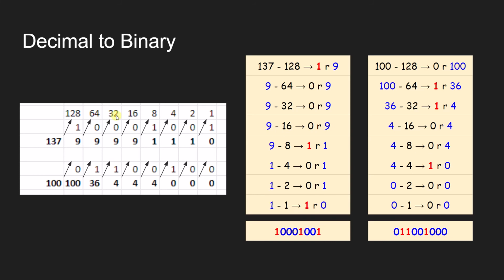Yes, so remainder 4. 16, no, we can't take 16 from 4, so we've still got 4. 8 from 4, no, so we've still got 4. 4 from 4, yes, and we've got nothing left over. 2 from 0, no. 1 from 0, no.